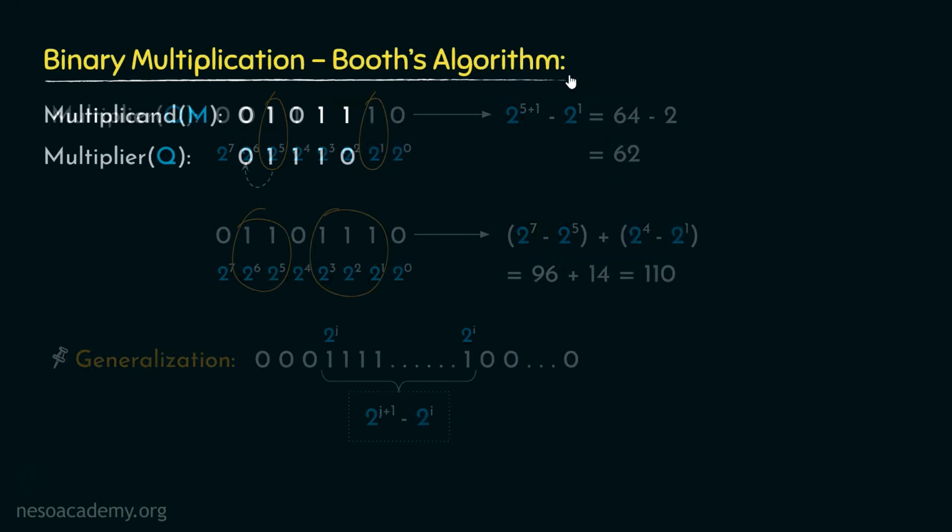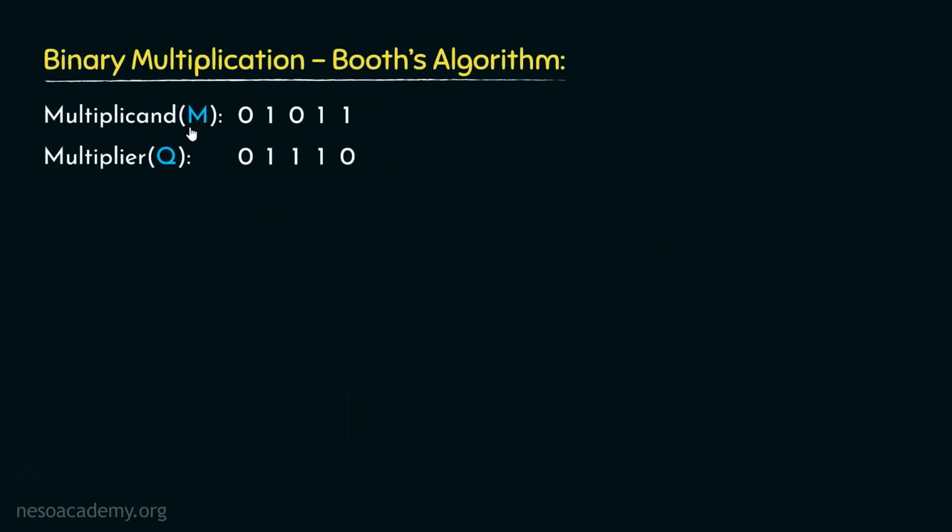Now say we are going to perform a multiplication where we have the multiplicand m as 0, 1, 0, 1, 1 and the multiplier q is 0, 1, 1, 1, 0. Basically, a sequence of 1s having a leading 0 and a succeeding 0. Now observe the place values. So this bit sequence can be decoded as 2 raised to the power 4 minus 2 raised to the power 1. Now why 2 raised to the power 4?